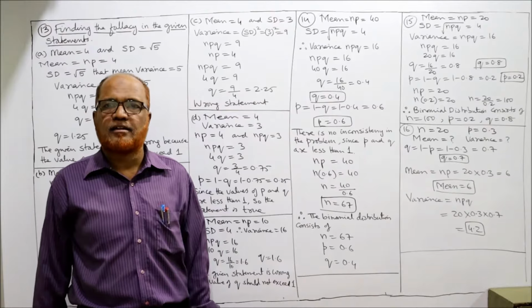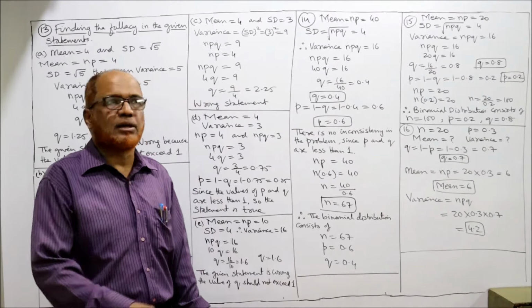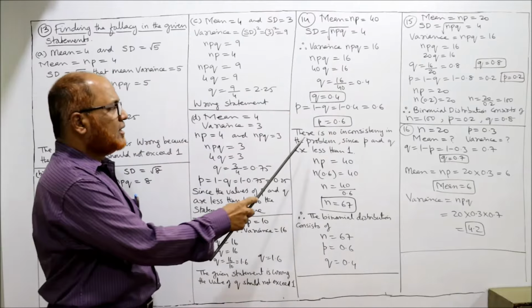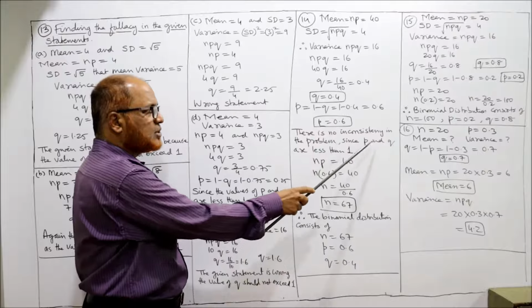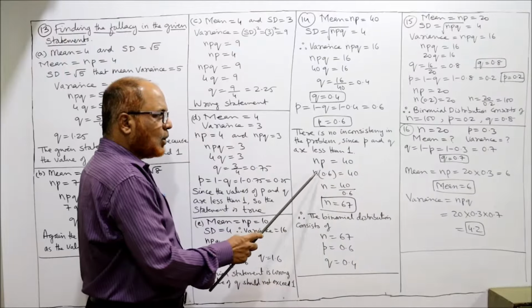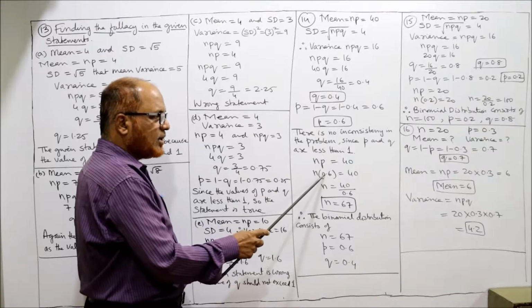Inconsistency नहीं है. There is no inconsistency involved. The given statement that mean is 40, standard deviation is 4 is correct, consistent. There is no inconsistency in the problem since P and Q are less than 1. NP is equal to 40. So N, P already we got it 0.6. P के जगह पे 0.6 लेंगे.